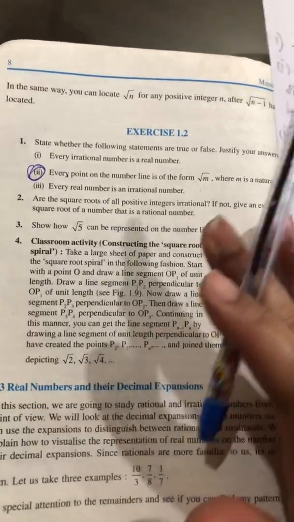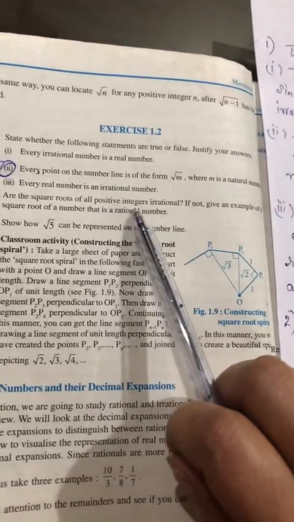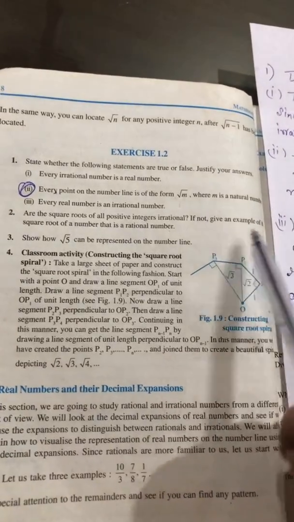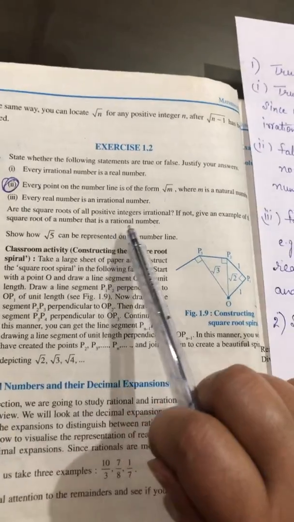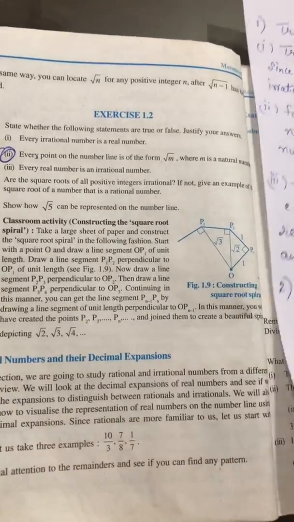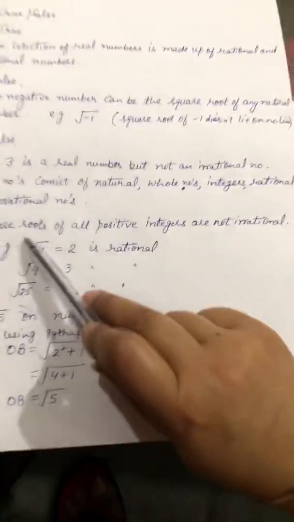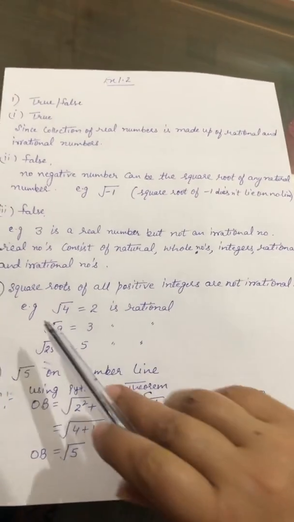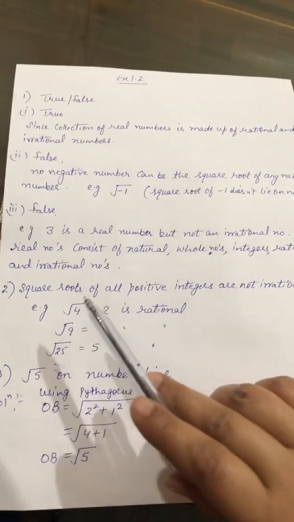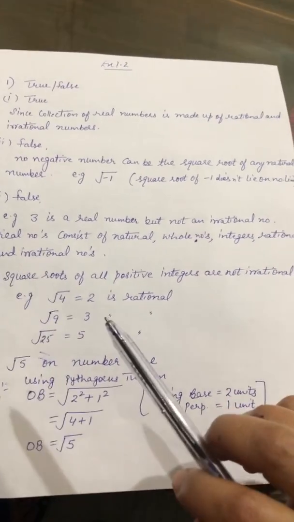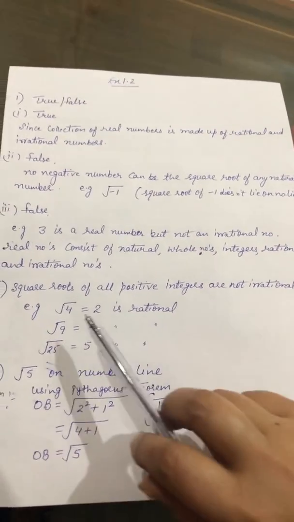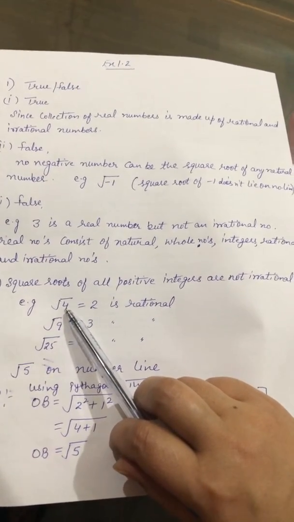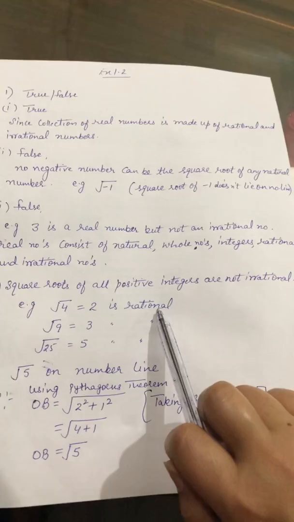Question number 2 is, are the square roots of all positive integers irrational? If not, give an example of the square root of a number that is a rational number. Its answer is, square roots of all positive integers are not irrational. You can take an example of root 4. Square root of 2 is irrational. But if we take the square root of 4, we know it is 2, which is a rational number.